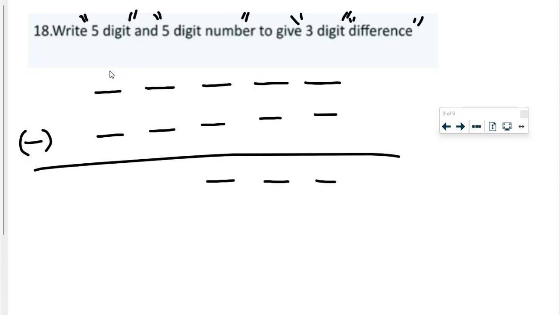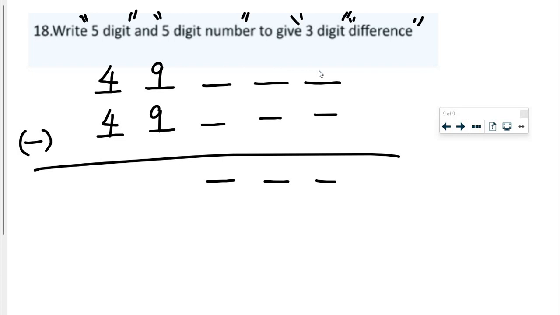So if here I keep maybe a 4, here should be a 4, so that 4 minus 4 is 0. And also this one can be, say, 9, and this should be 9, so that 9 minus 9 is 0. Then you come and play around with these 3 digits. 1, 2, 3, 1, 2, 3. So write a 5-digit number and a 5-digit number to give a 3-digit difference.